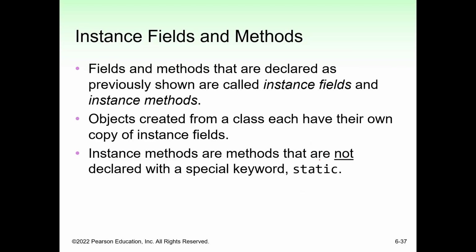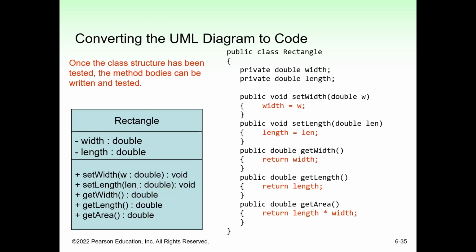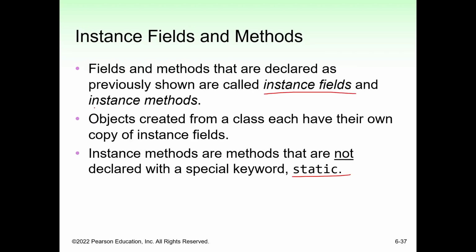Now let's go back to when I told you that our methods do not need the word static, and this is the explanation of why. All of these fields and methods that are created on the first go are called instance fields and instance methods. Every single object that you create from the class is going to have its own copy of instance fields and its own copy of instance methods that it has access to. That is why, with instance methods, we do not need the special keyword static.